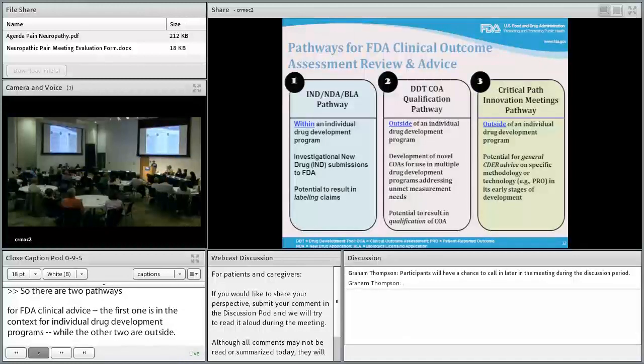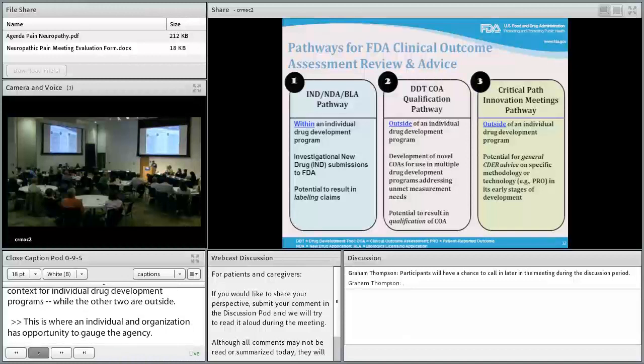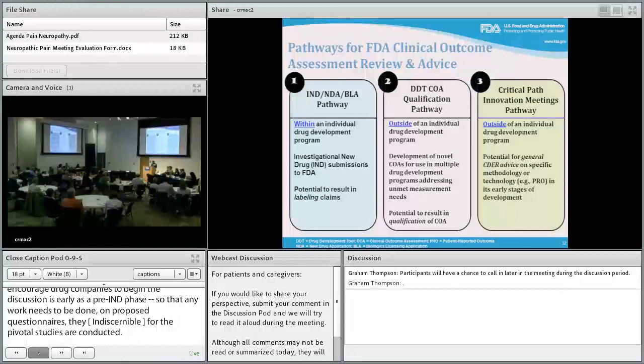In the first pathway, the IND, NDA, BLA pathway, we encourage drug companies to begin this discussion as early as a pre-IND stage. So if any work needs to be done on proposed questionnaires, there's time to do so before the pivotal studies are conducted. The second pathway is through our drug development tool, or DDT, qualification program. Through this pathway, we work with questionnaire developers to develop and qualify PROs for use across multiple drug development programs in a pre-competitive space.